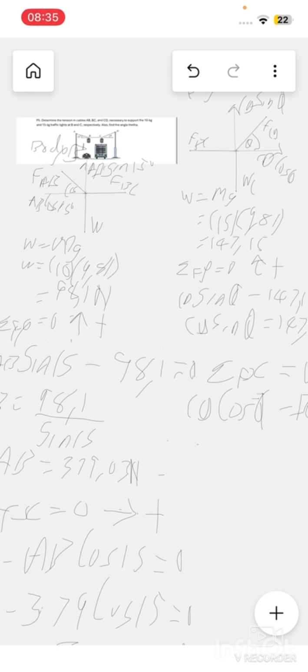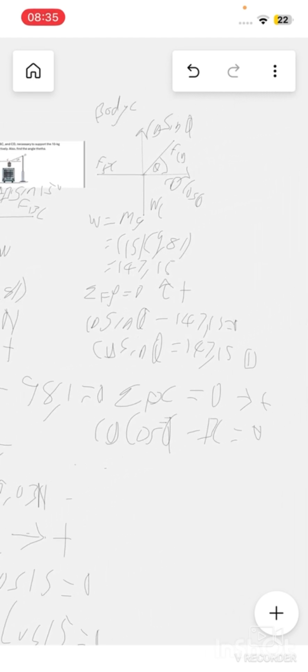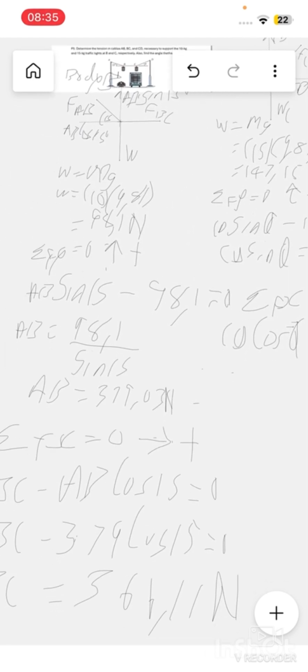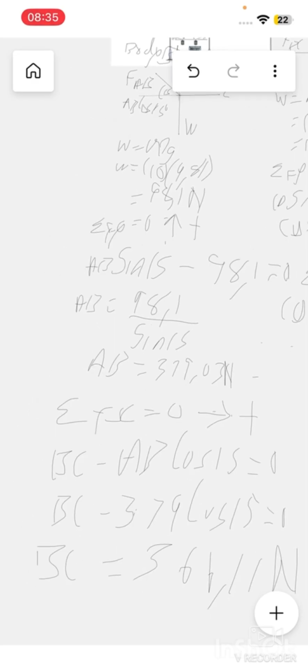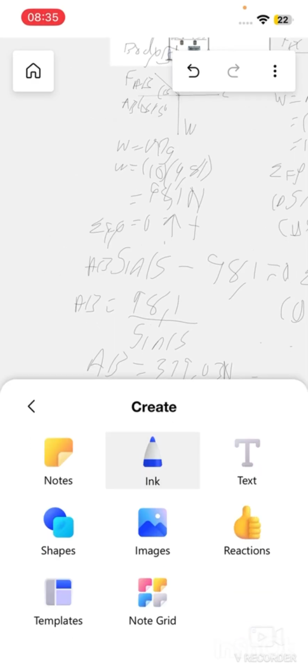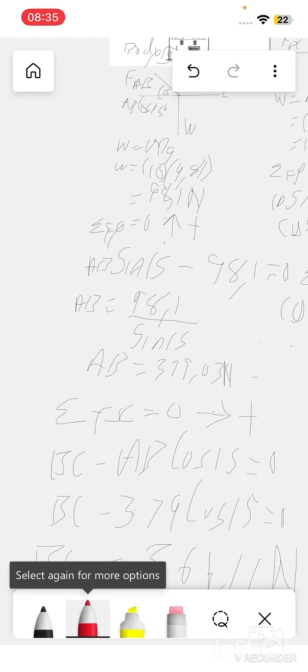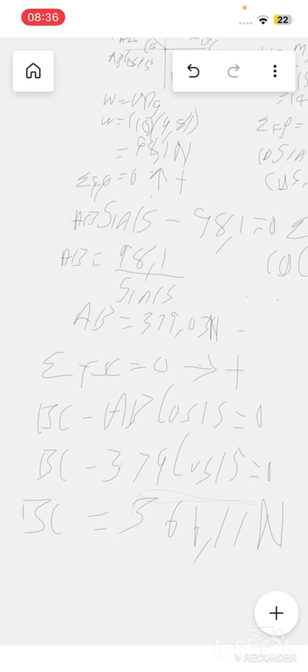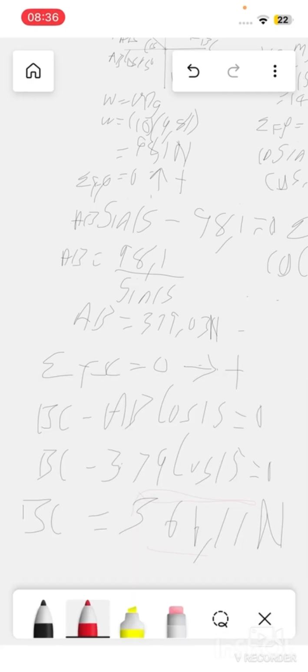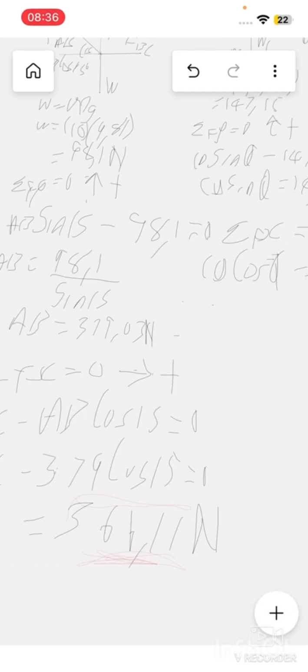In the previous part, I think we did calculate BC. I remember mentioning it. Here, we do have BC. Let me highlight it. This is our BC. So we can substitute this BC into that equation, right?